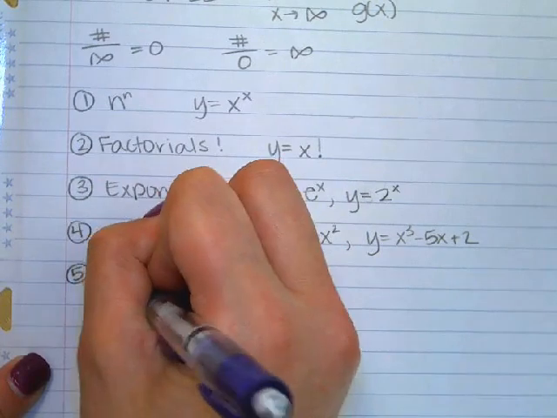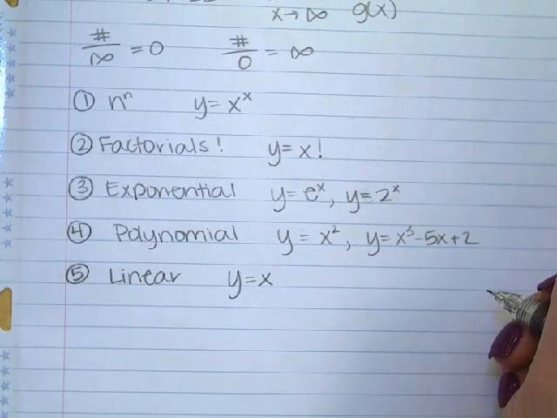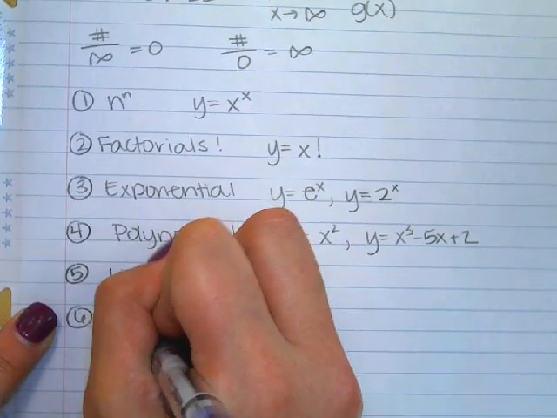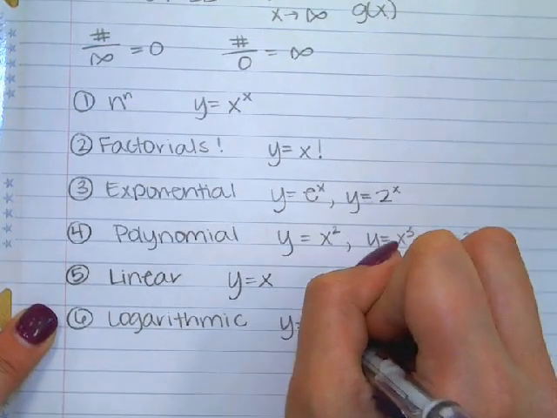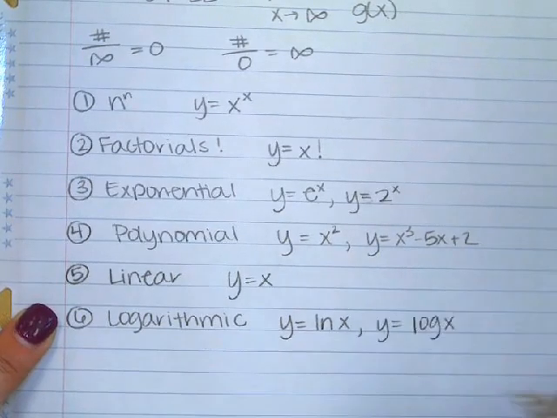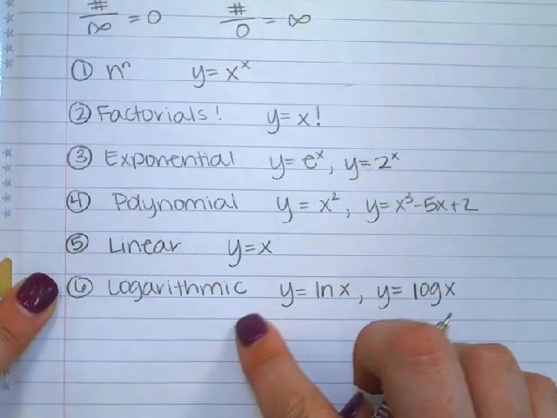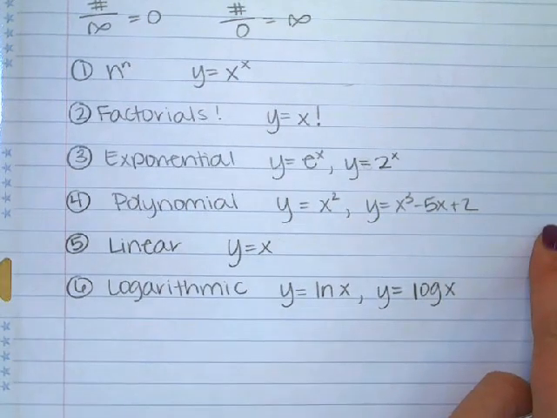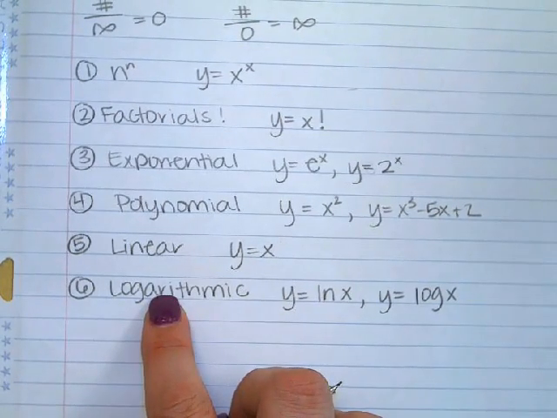Next is linear. You guys know what linear equations are, like y equals x. I mean, they go up to the right, but it's not very quick. And then last is logarithmic, which you guys might not have known grow that slowly. So we have y equals ln x, and then y equals log x. And if you think about a log graph, they kind of go up like this, which means they grow fast at first, but they level off and then they grow really, really slow after that. They almost look like they have horizontal asymptotes, but they don't. So logarithmic is the very slowest growing graph.